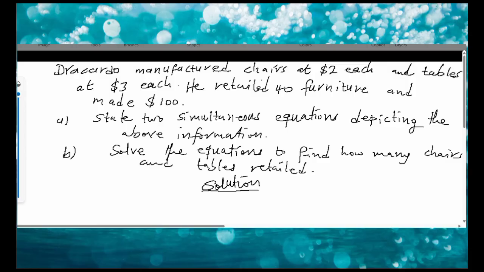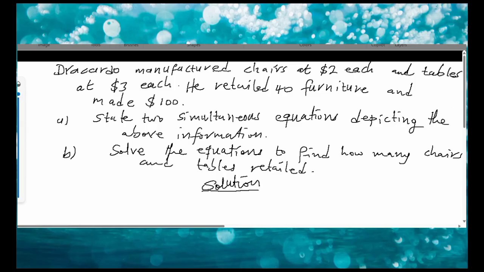Dracado manufactured chairs at $2 each and tables at $3 each. He retailed 40 furniture and made $100. A. State two simultaneous equations depicting the above information. B. Solve the equations to find how many chairs and tables retailed.